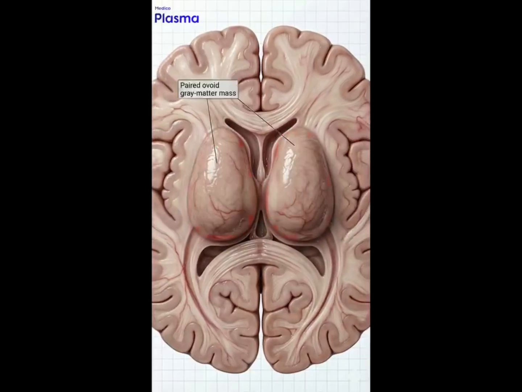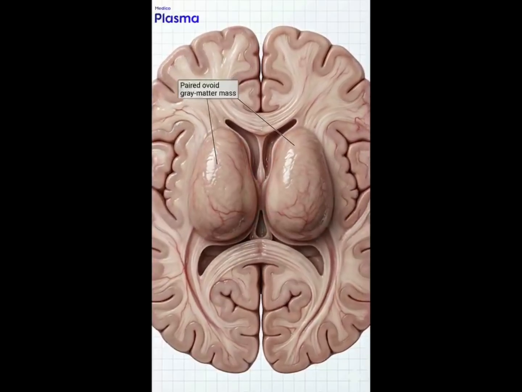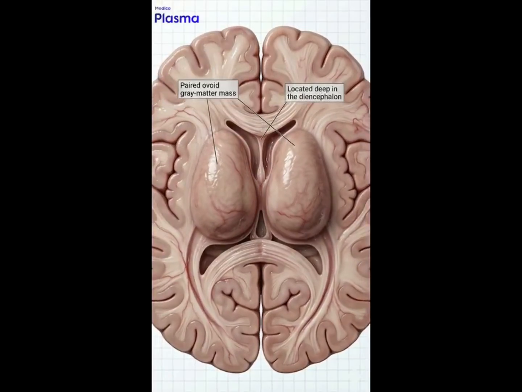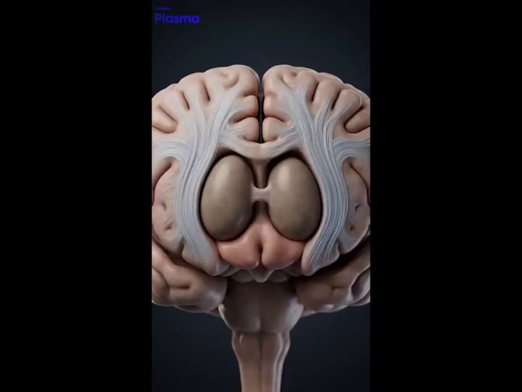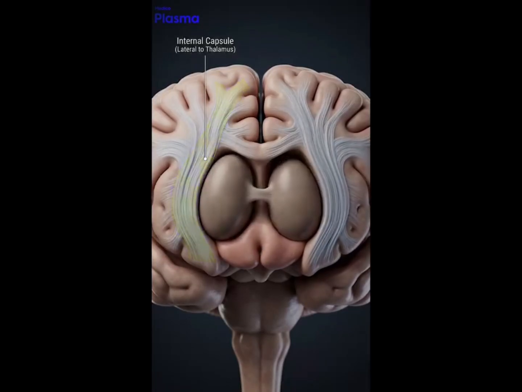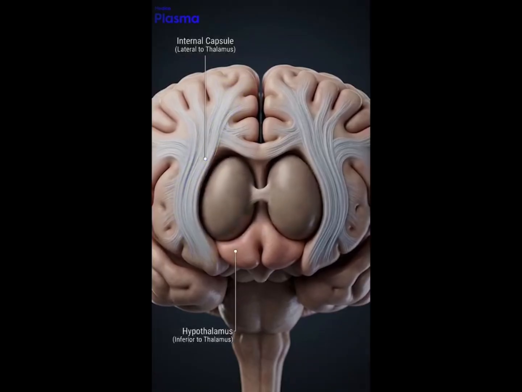The thalamus is a paired, ovoid mass of grey matter located deep in the diencephalon, forming the lateral walls of the 3rd ventricle. It lies medial to the internal capsule and superior to the hypothalamus, with the 2 thalami sometimes connected by the interthalamic adhesion.